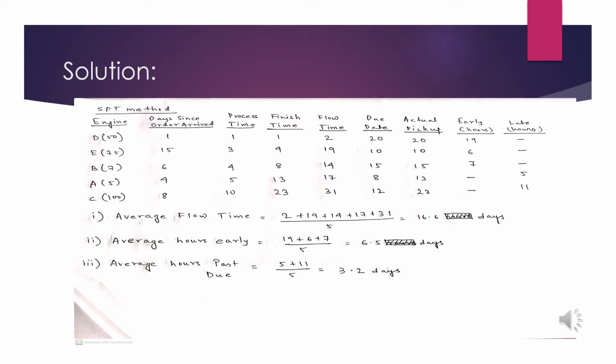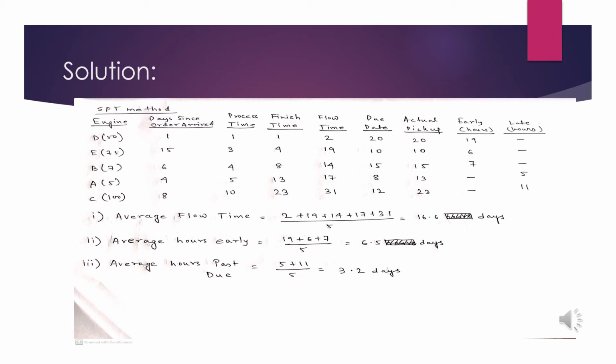Now, if we calculate the previous example using the shortest processing time method, the engines need to be rearranged as D, E, B, A and C, since their processing times are arranged from the shortest to the longest: D at 1, E at 3, B at 4, A at 5 and C at 10. The days since order arrived are rearranged as D at 1, E at 15, B at 6, A at 4 and C at 8.